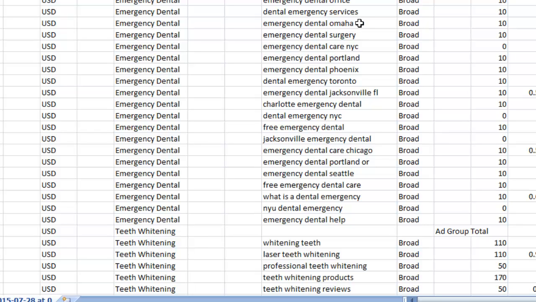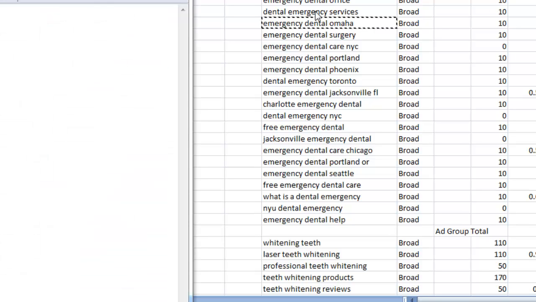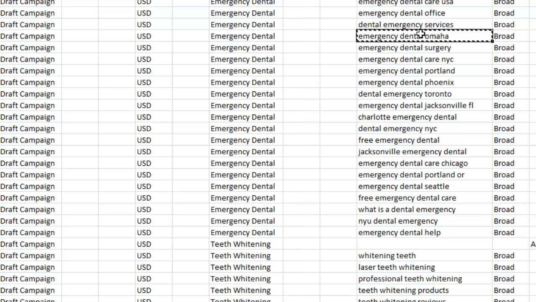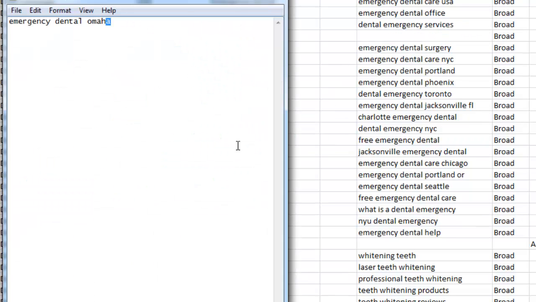So for instance, we have emergency dental Omaha. Well, clearly I'm in Denver, not Omaha. However, instead of saying Omaha, we can put in Denver or Aurora or wherever your practice's city is. So I'm actually going to have two lists going here. I'm going to have the keywords that I want to modify, and then I'm going to come up with the keywords that I want to add to my negative keyword list. And I'm just going to quickly run through this and pull out a few keywords.